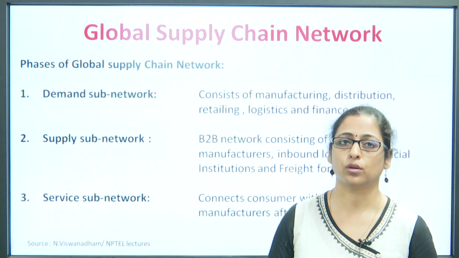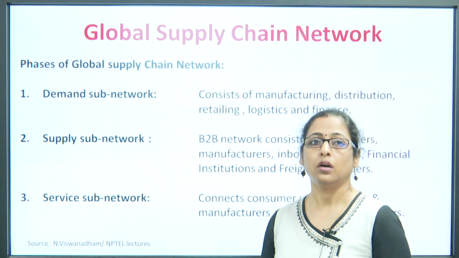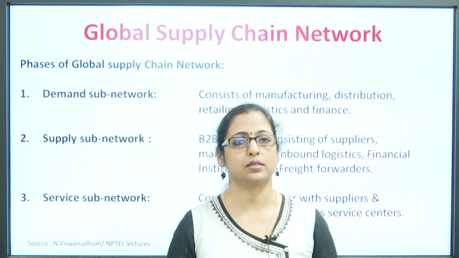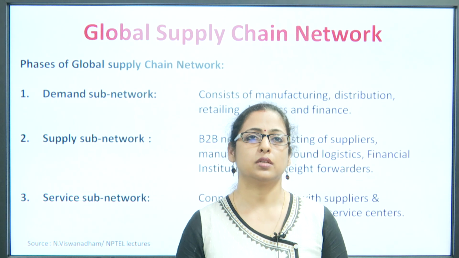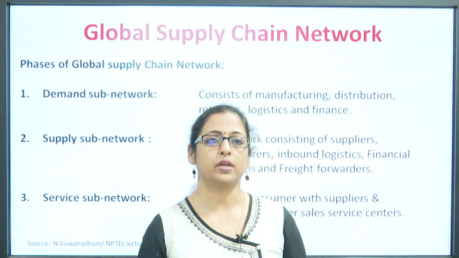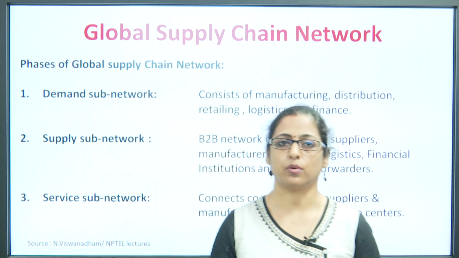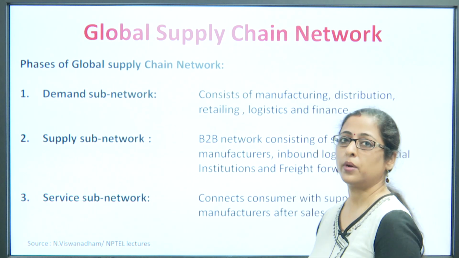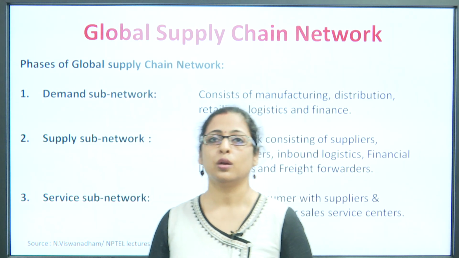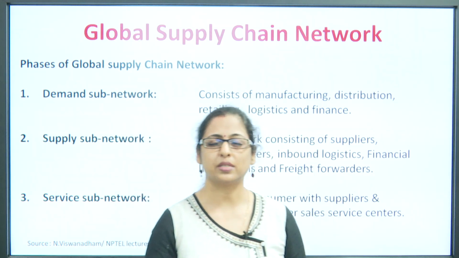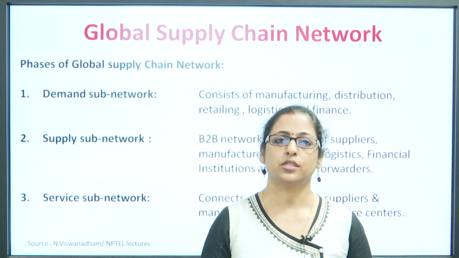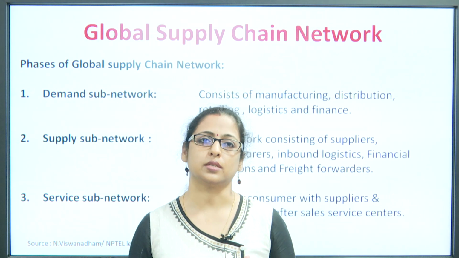Now, coming to the global supply chain network. The global supply chain network can be defined in 3 phases: the demand sub network phase, the supply sub network phase, and the service sub network phase. The demand sub network phase consists of manufacturing, distribution, retail, logistics and finance. So, basically the global supply chain network can be divided into 3 phases.